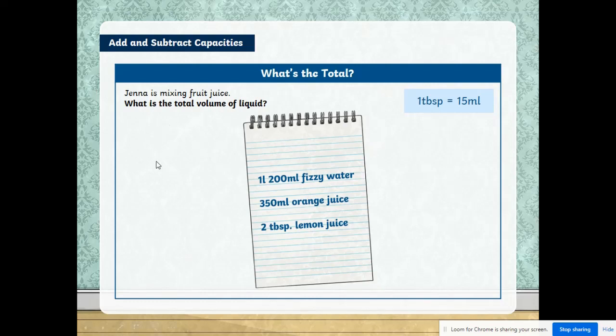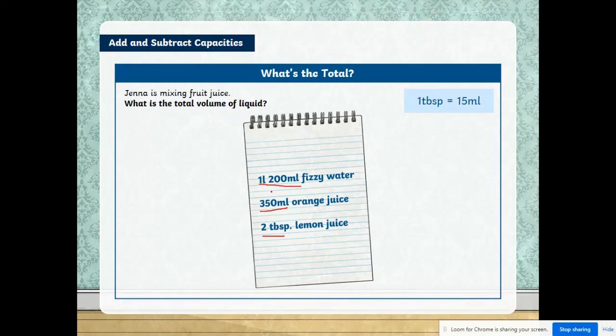So here we have the first question. Jenna is mixing fruit juice. What is the total volume of liquid? Now, here the volume of different liquid is given that she's going to add to her juice. So, to get the answer, we have to add all this volume which is given.